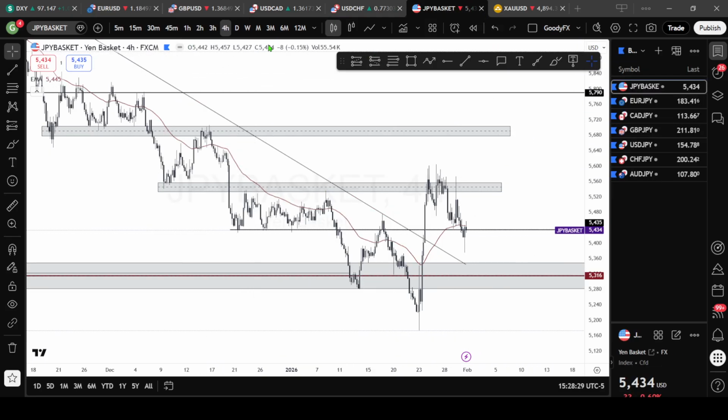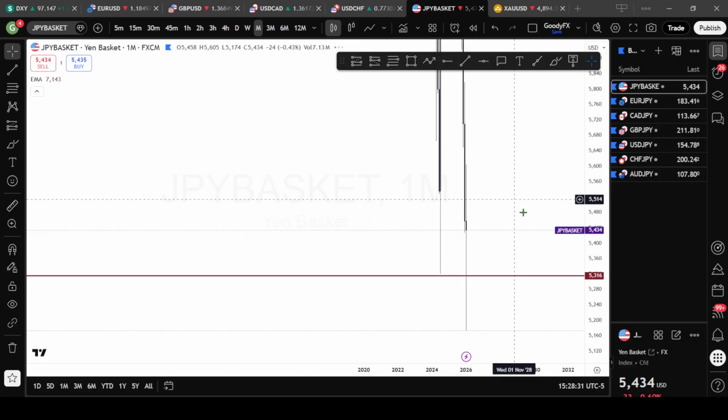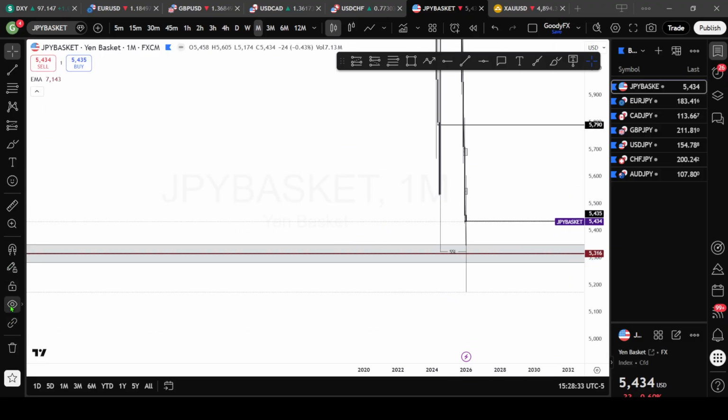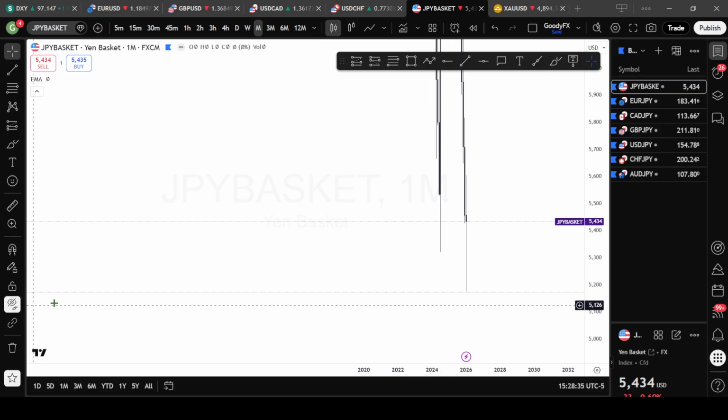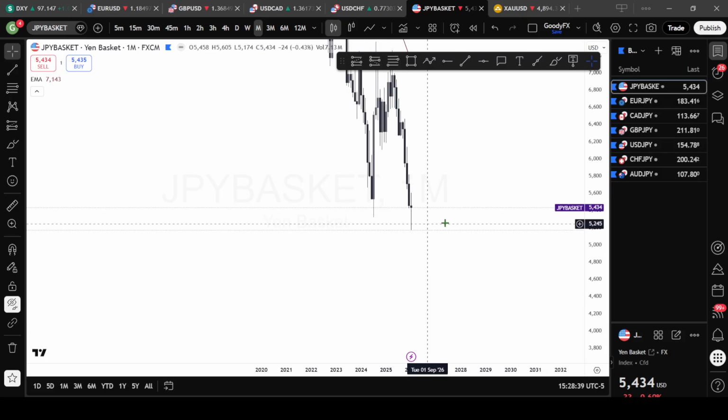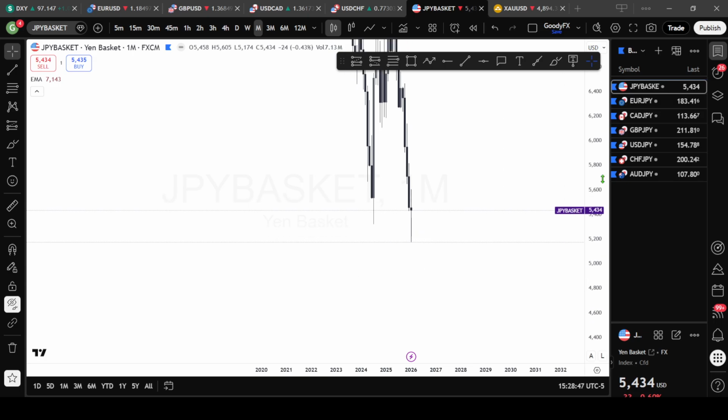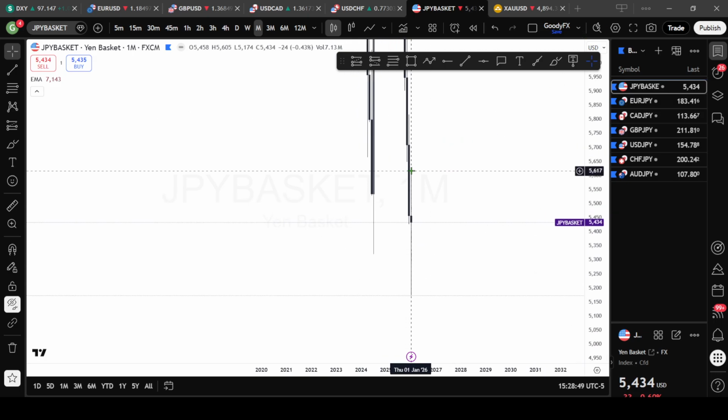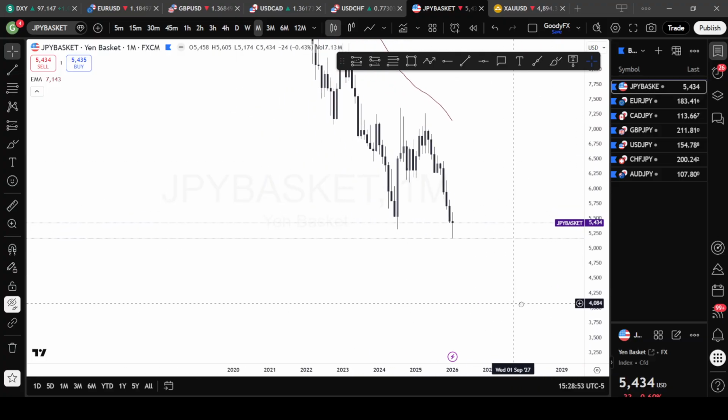For the yen, this is what I'm seeing on the yen. We've taken out sell side liquidity on the yen, so we should be looking to move higher to find any internal range liquidity. All this fair value gap here, you can see we have quite some gaps. So yeah, we should be seeing some move to the upside for the yen.